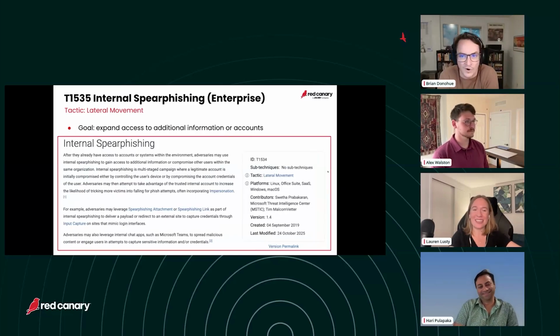All right, and we have two more, actually. We have one more in enterprise. That's internal spear phishing. The tactic for this one is lateral movement. If there's one phishing technique in enterprise that people forget about, I think it's this one. It's when an adversary already has access to your enterprise environment and uses that to their advantage to gain access to additional accounts or information, using an internal account as the origin for their phishing to increase their credibility and trust and the likelihood that a user is going to fall for their attempt.